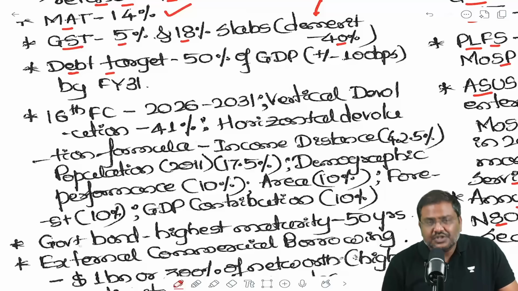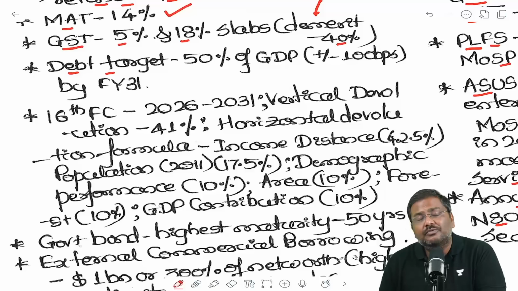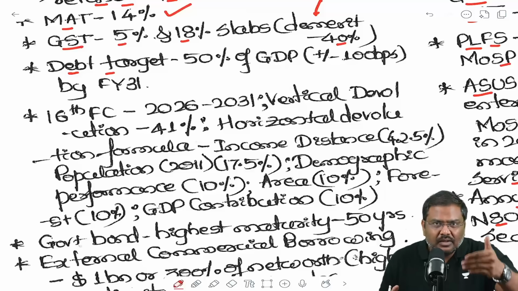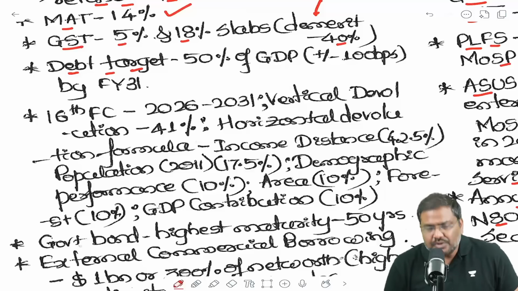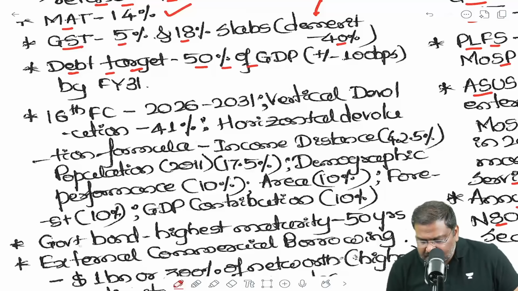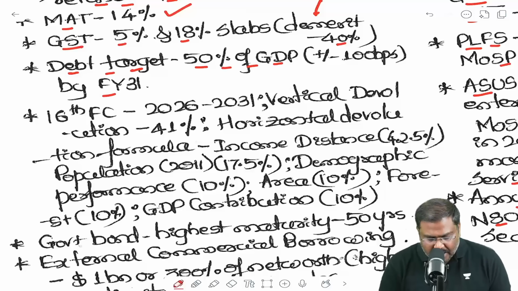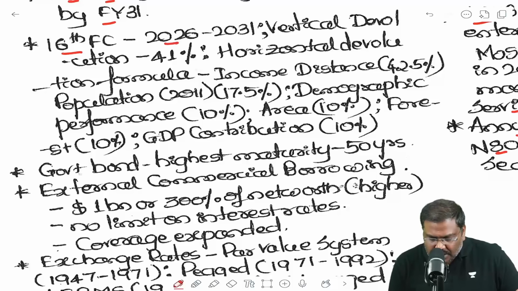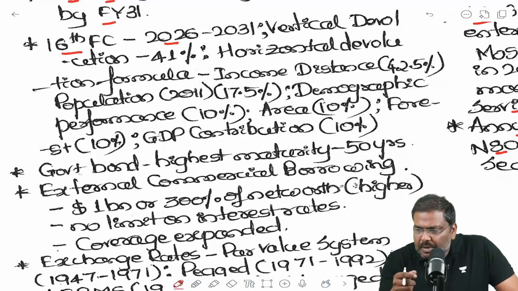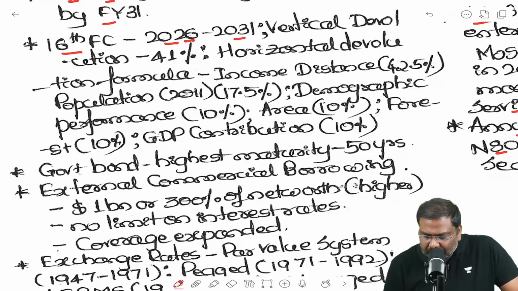The Government of India has changed the fiscal anchor for policy making now. Unlike the fiscal deficit that was targeted by the government, now the government is going to target the total debt to be reduced to 50% of gross domestic product by end of financial year 31. 16th Finance Commission, the recommendations will be implemented from 2026 to 2031. Vertical devolution is 41%.